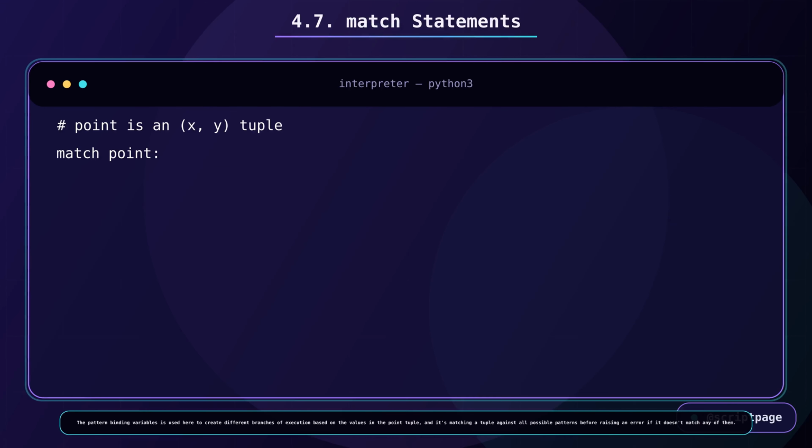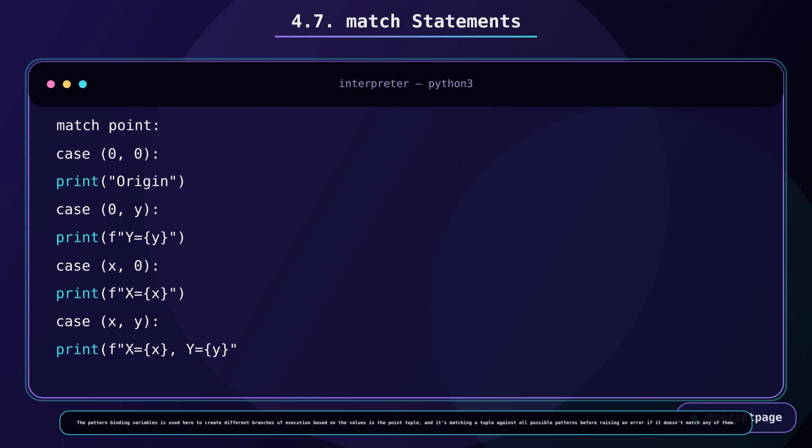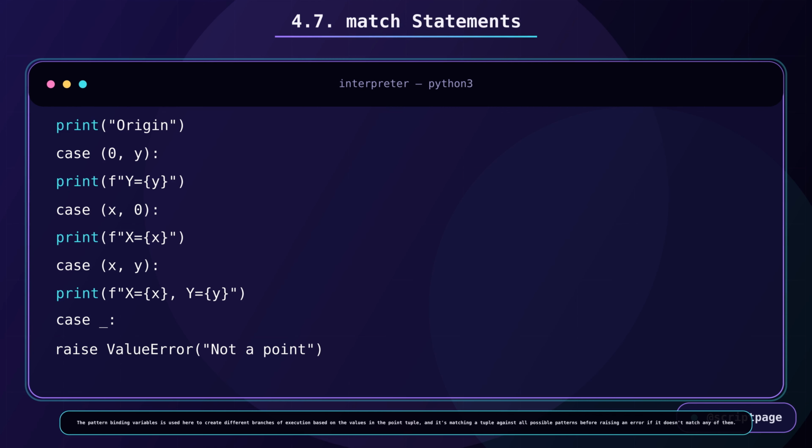The pattern binding variables is used here to create different branches of execution based on the values in the point tuple, and it's matching a tuple against all possible patterns before raising an error if it doesn't match any of them.